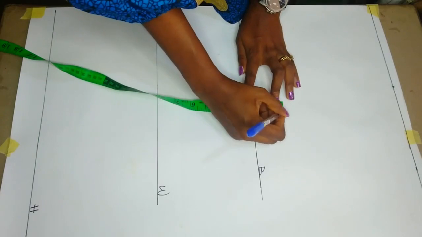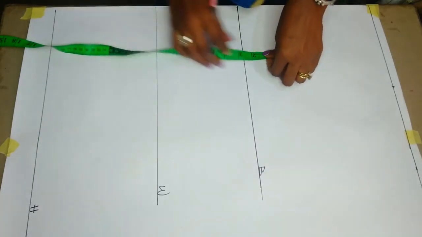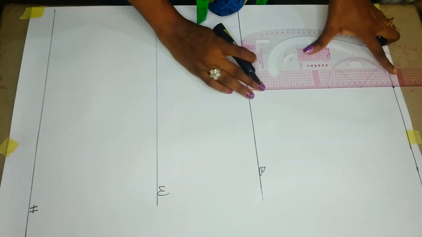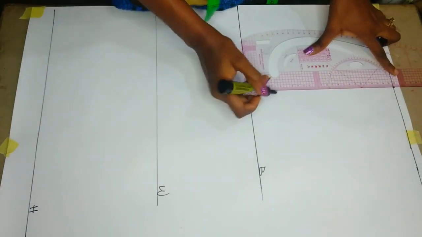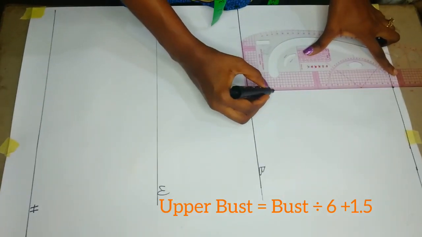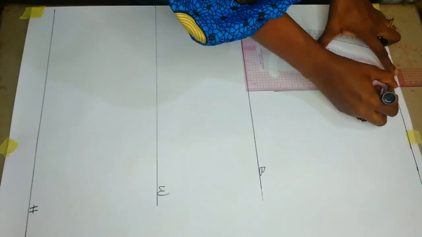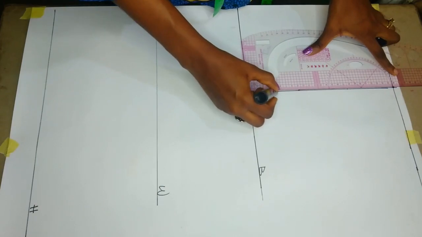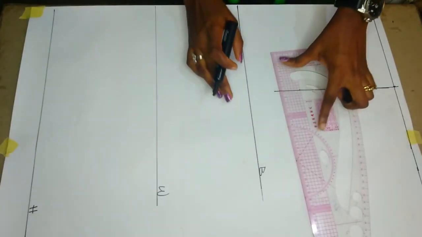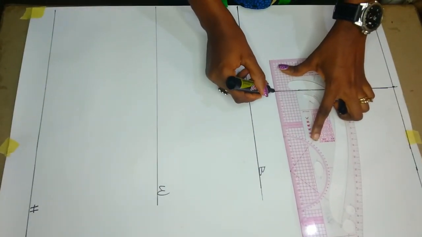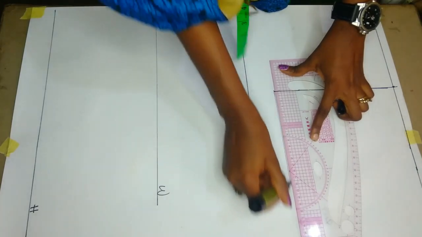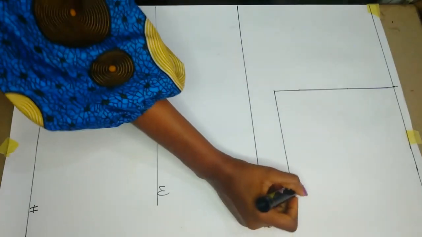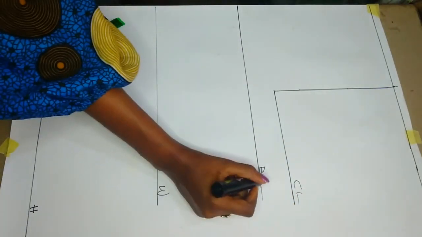Now to get the chest line, you just go 2 inches above your bust line. It will give you the chest line, or you can divide your bust measurement by 6, then add 1.5, whatever you have, add 1.5, so that will be your chest line. So here 2 inches above the bust is what I'm using, and at this point I'm just connecting that point to the shoulder and marking it out like so. So this is going to be our chest line or upper bust measurement.